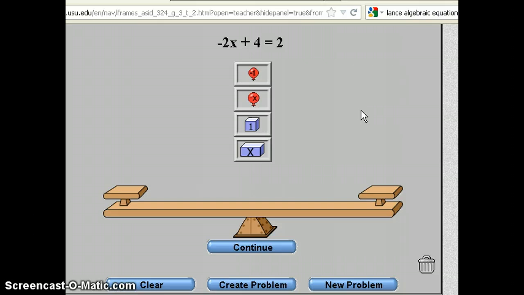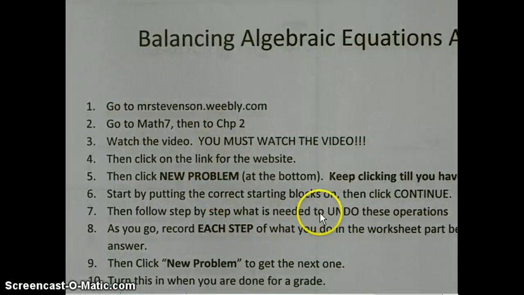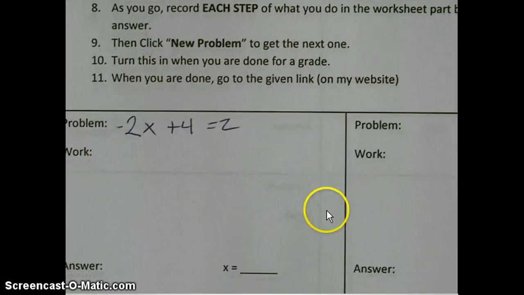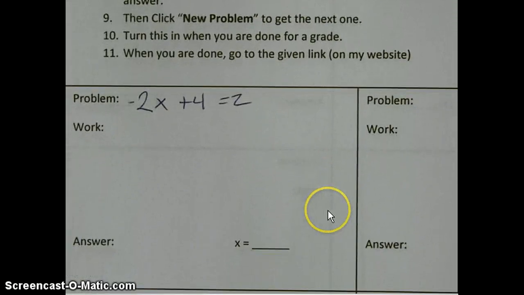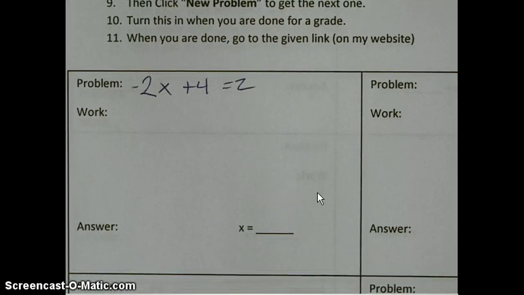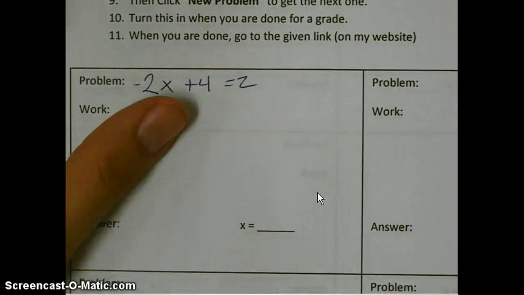And good, I'm glad it has some negatives. So what I'm going to do is I'm going to write this problem down. Negative 2x plus 4 equals 2. Now first of all, you see the problem there. And what we're going to do is we're going to write it down right here. Negative 2x plus 4 equals 2. Now we're going to want to copy down the work every step of the way until we get to the answer.